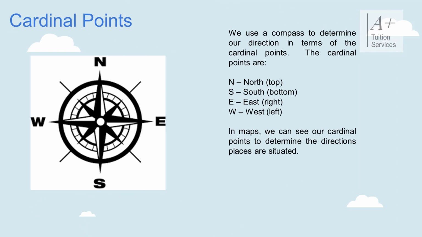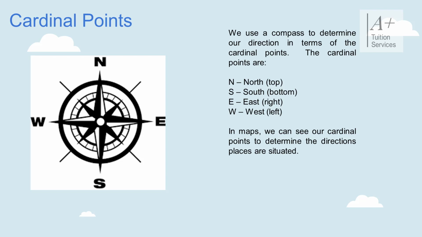We use a compass to determine our direction in terms of our cardinal points, and the cardinal points are north, south, east, and west. North is at the top of the compass, south is at the bottom of the compass, east is to the right, and west is to the left. You need to remember that east is right, west is left, north is top, and south is bottom.